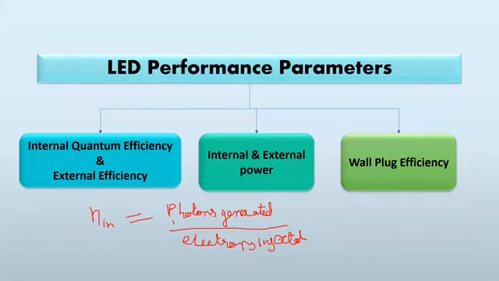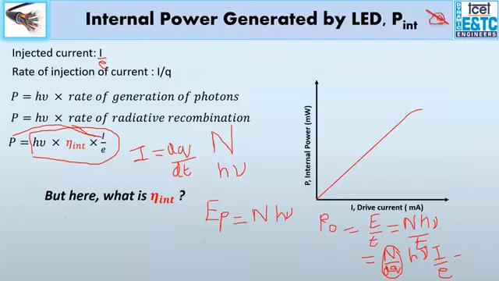After that, we looked into how to calculate the LED performance. It's through internal quantum efficiency, that is, the number of photons generated to the number of electrons injected. External efficiency is the amount of optical power output divided by the amount of photons generated. Also, we have the wall plug efficiency, which gives the total efficiency as total optical power output divided by the input electrical power.